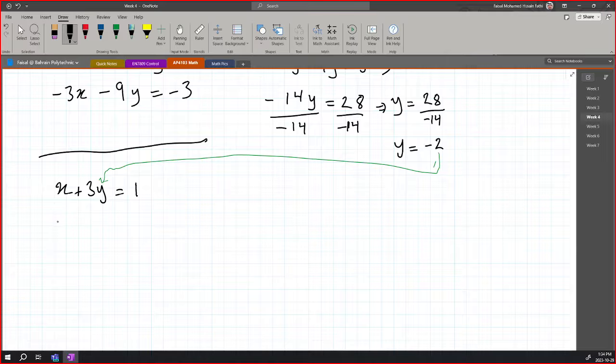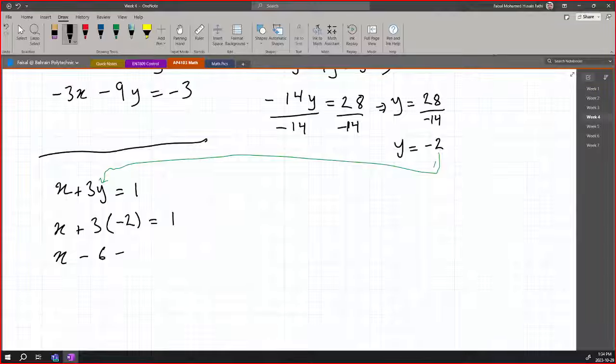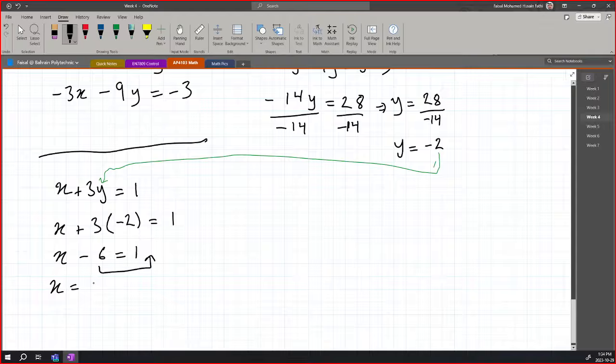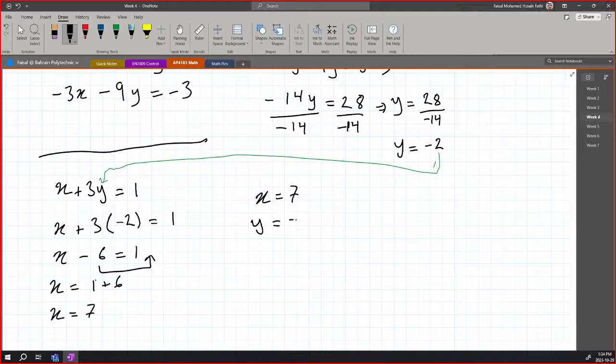So x plus 3 into minus 2 is equal to 1. x plus 3 times minus 2 is minus 6, equal to 1. x is equal to, we'll take the 6 to the other side, 1 plus 6. x is equal to 7. So the answer is x is equal to 7 and y is equal to minus 2.